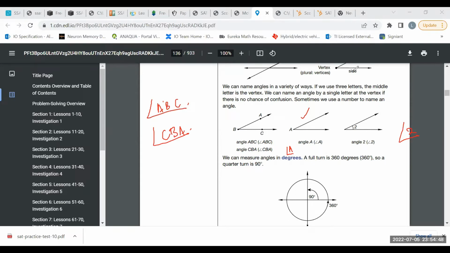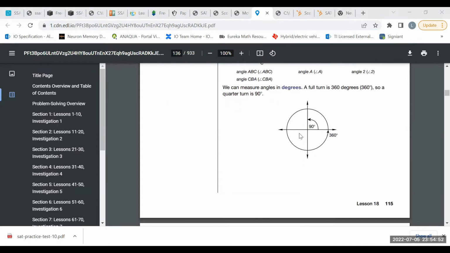Now, what is the unit of measurement of the angle? It is degrees. Okay. One full circle like this represents 360 degrees. Therefore, a quarter turn will represent just 90 degrees. Any questions there?